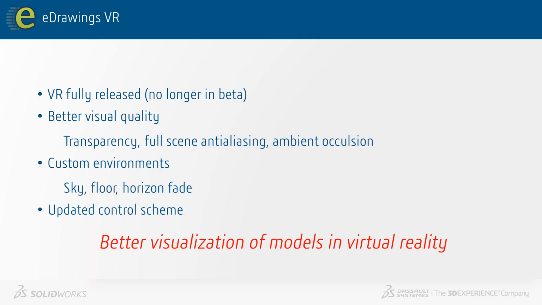To summarize the updates to eDrawings VR in SOLIDWORKS 2020, VR is now fully released, no longer just in beta form. We get better visual quality for transparency, full scene anti-aliasing, and ambient occlusion. We can also create custom environments for the sky and floor, with an option for horizon fade. And we now get an updated control scheme, all leading to better visualization of models in virtual reality.